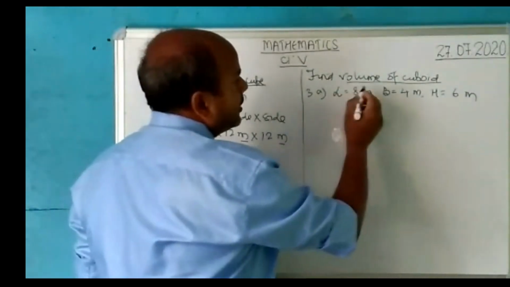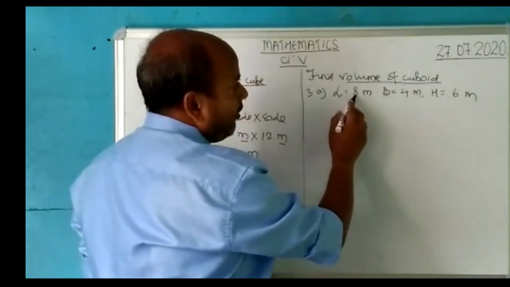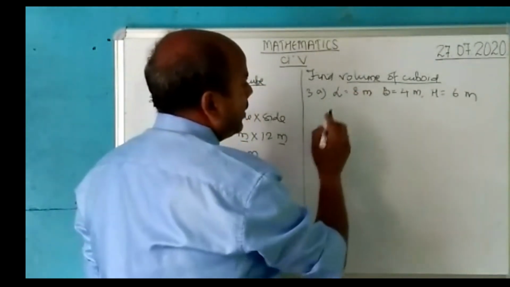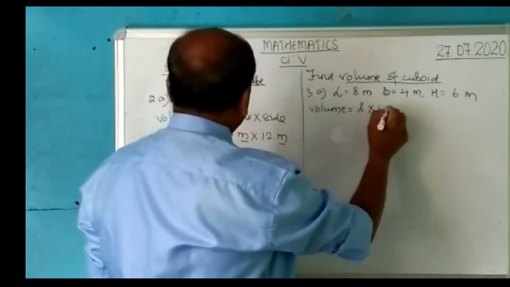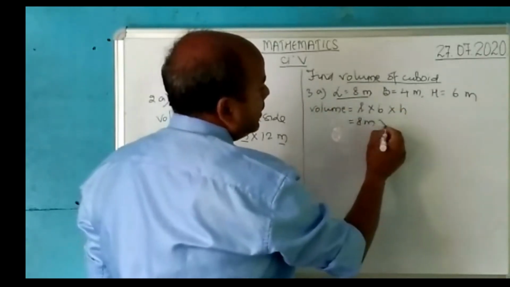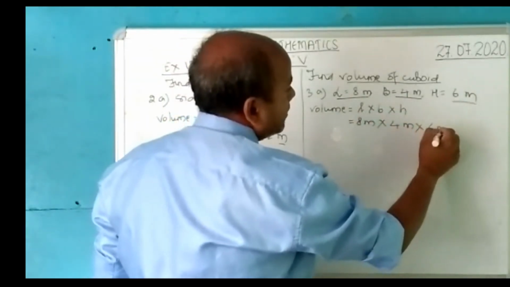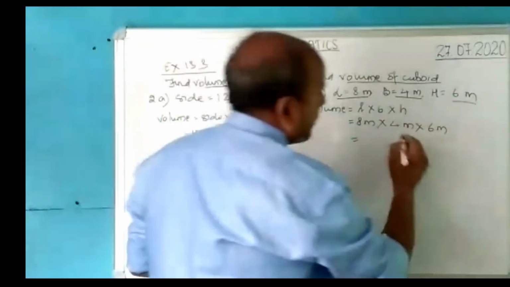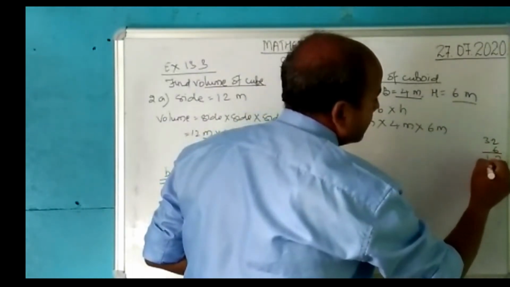Now look at number 3. Here length, breadth and height are given. You have to calculate the volume of a cuboid, and all these length, breadth and height are different. That means this is a cuboid. So volume of a cuboid is equal to length into breadth into height. Length is 8 meter into breadth is 4 meter into height is 6 meter. So multiply 8 into 4, 32, 32 into 6, 192.